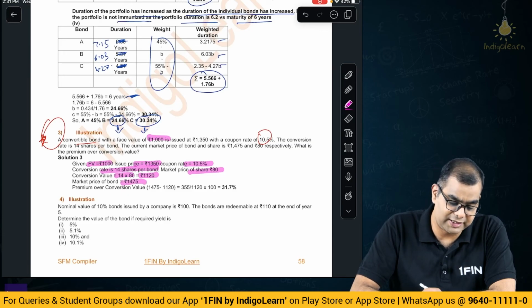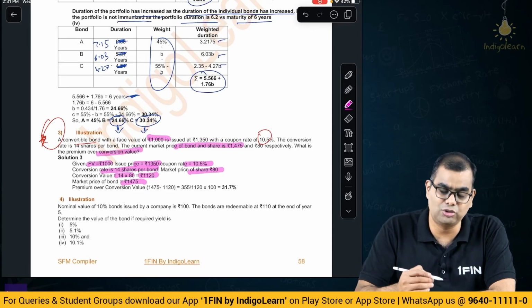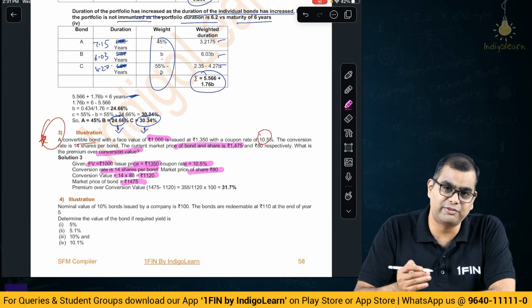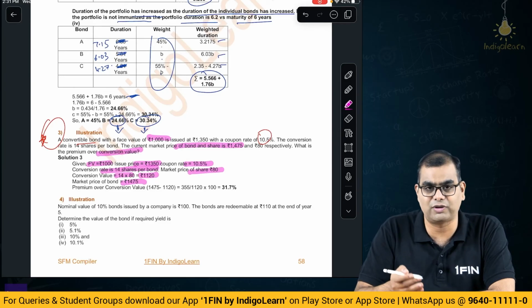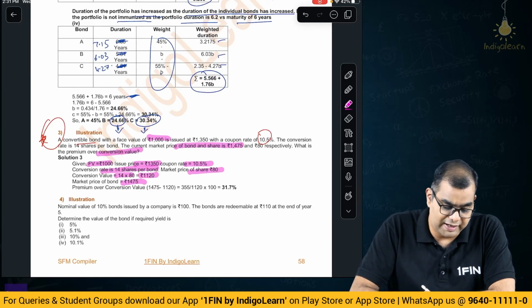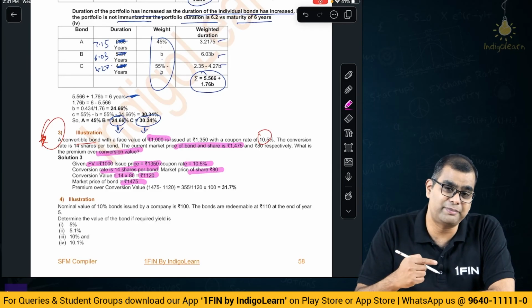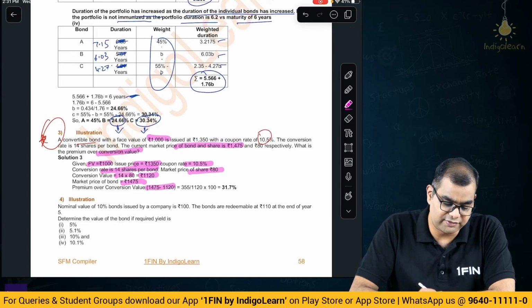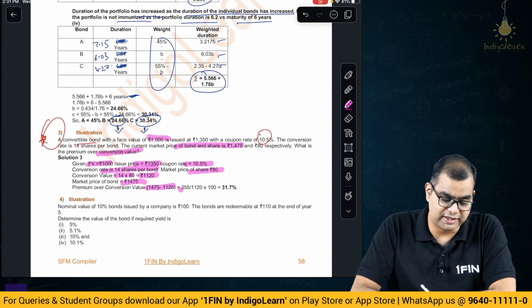Now, what is the market price of the bond? The current market price of the bond is 1475. What is the premium over conversion value? This particular bond is trading at 1475, whereas the value of the equity shares that it represents, which you will get once the bond is converted, is only 1120. So, it is trading at a premium to its conversion value. That premium is 1475 minus 1120, which is 355 rupees.